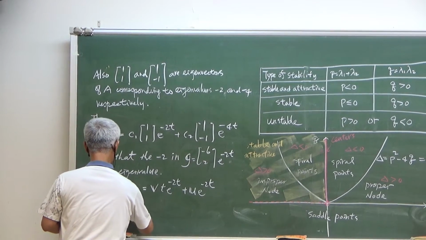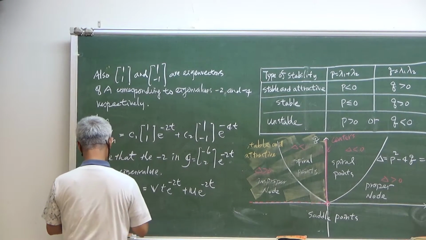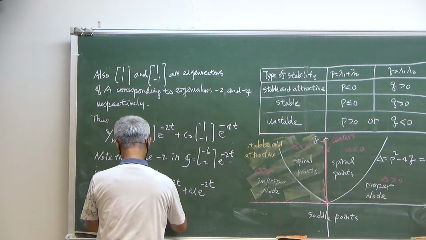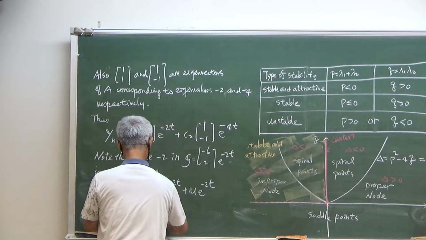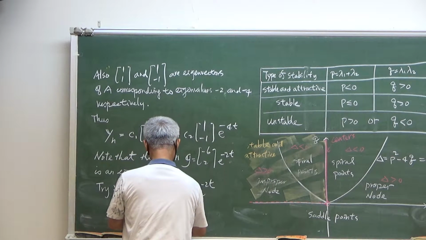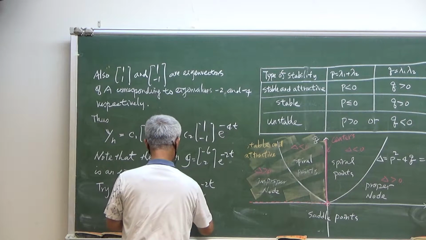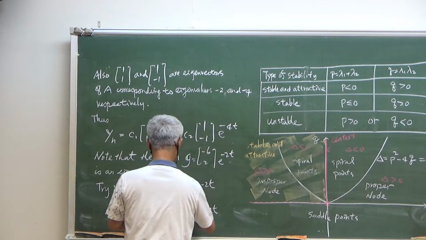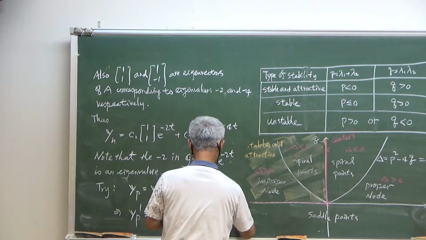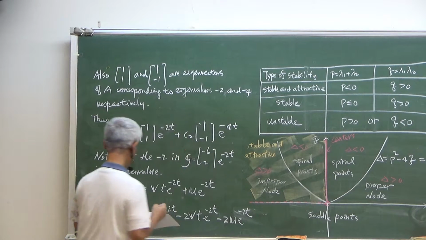So now, the derivative of the particular solution becomes v e to the minus 2t minus 2v t e to the minus 2t, and for here this is minus 2u e to the minus 2t. Okay, so this is what comes.